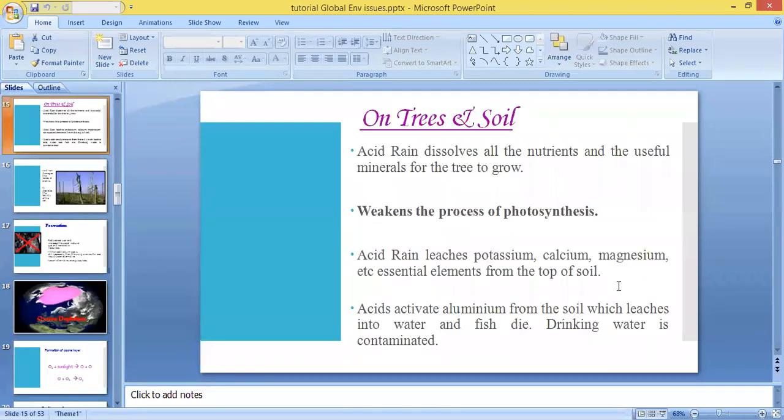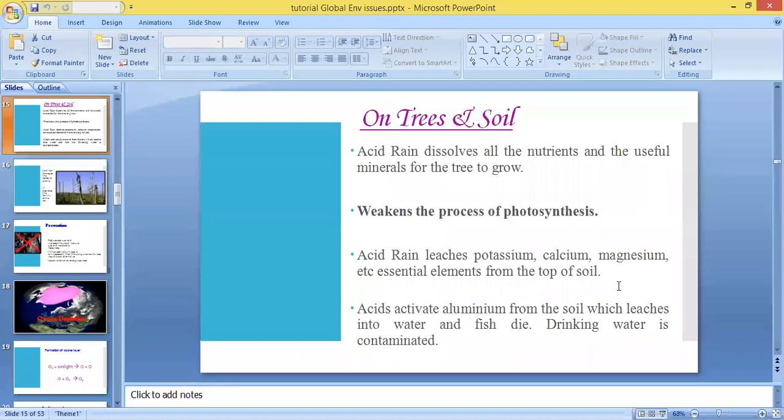On trees and soil, acid rain dissolves all the nutrients and the useful minerals for the tree to grow. It weakens the process of photosynthesis. Photosynthesis is a very important process, so it weakens it. Acid rain leaches potassium, calcium, magnesium, etc., essential elements from the top of the soil. So, whatever important nutrients are present in the soil layer, acid rain leaches them from the top layer of the soil.